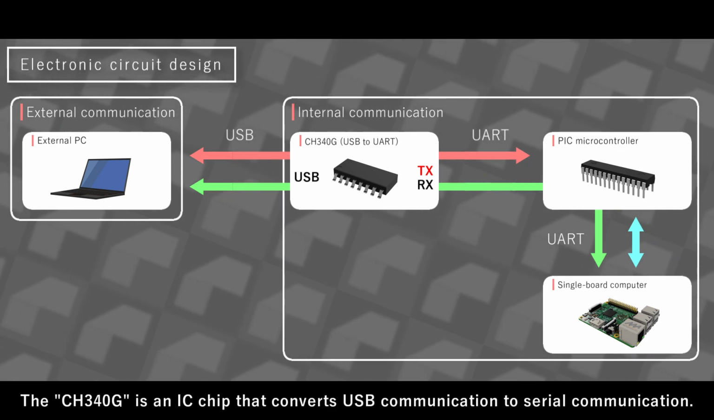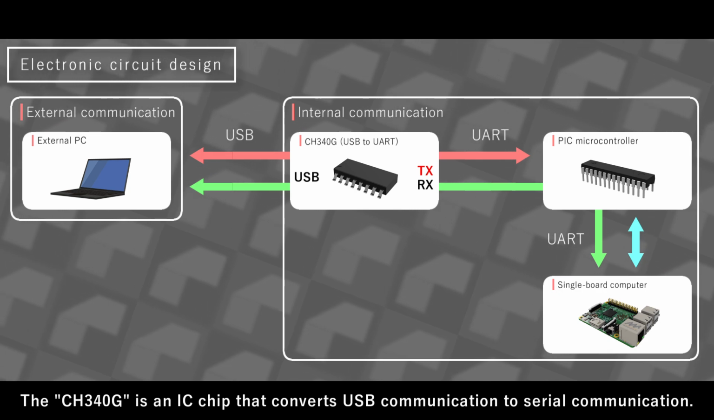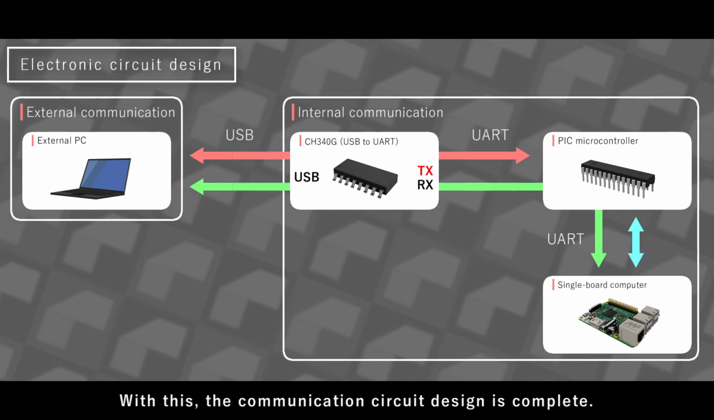The CH340G is an IC chip that converts USB communication to serial communication. With this, the communication circuit design is complete.